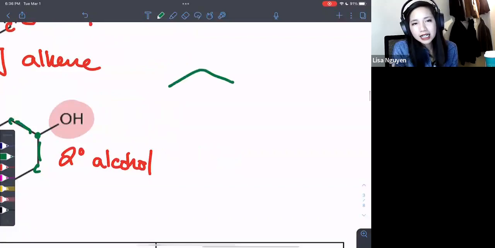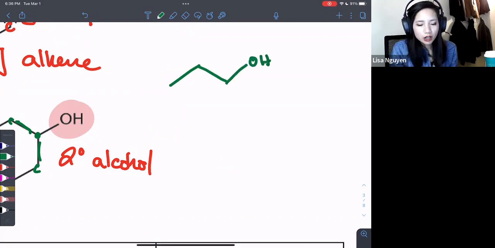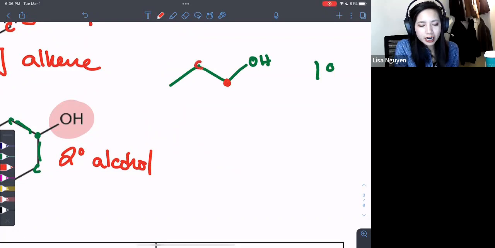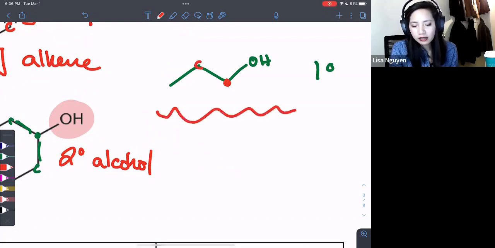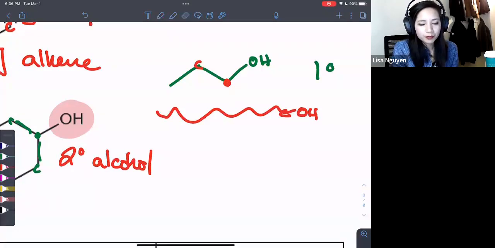I like to think of primary alcohols as always on the ends of chains. Like here, this is a primary alcohol, because if you look at the OH and the carbon it's attached to, it is only attached to 1 other carbon. It doesn't matter how long the chain is. If it's on the end, it's a primary alcohol.